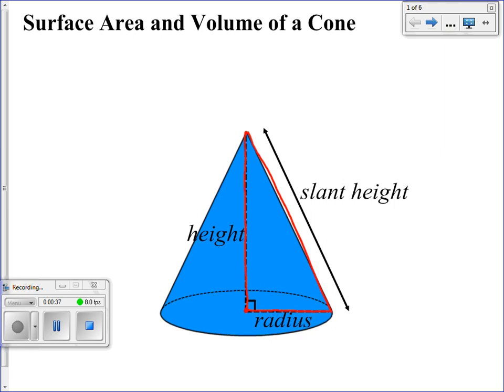And the slant height you can find because we know that this red triangle that is drawn is a right triangle. We have that the slant squared is equal to the radius squared plus height squared. So we will be using that little piece of information later on. Let's talk about the formulas for volume and surface area.